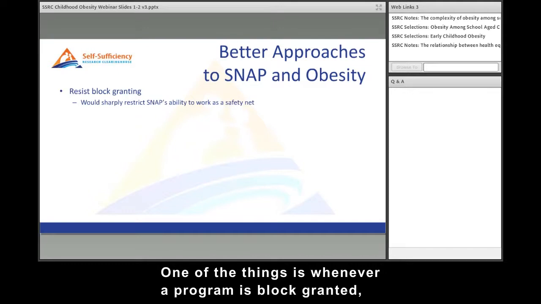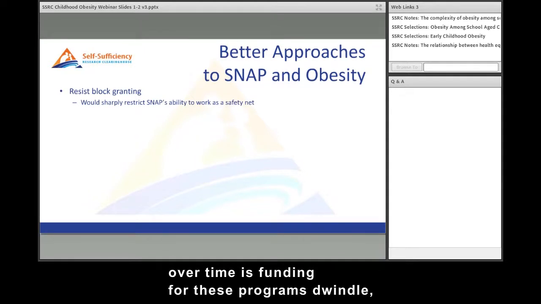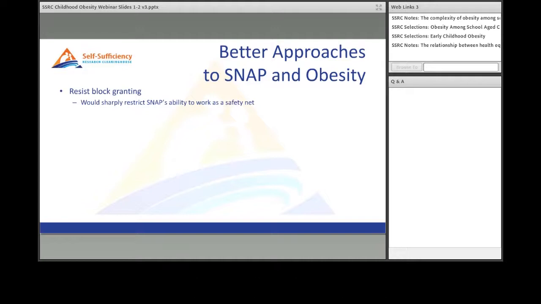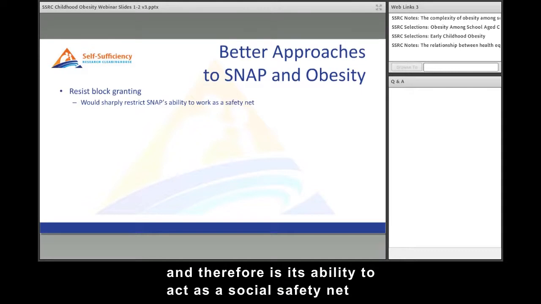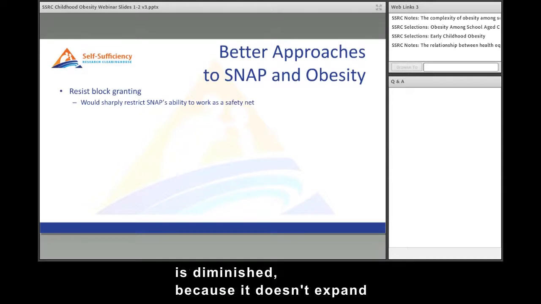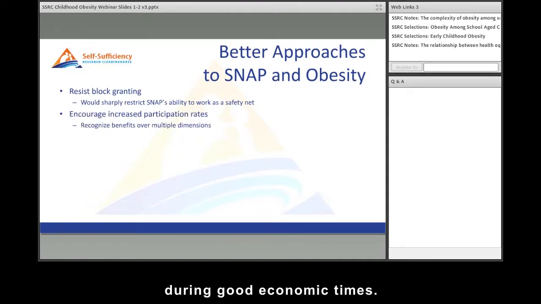One of the things is whenever a program is block granted, over time funding for these programs dwindles, which then means its ability to act as a social safety net is diminished, because it doesn't expand during bad economic times.